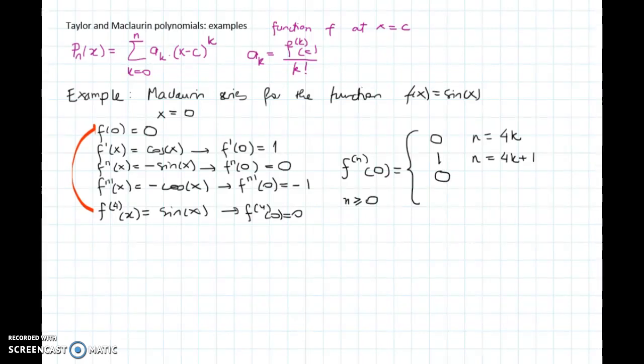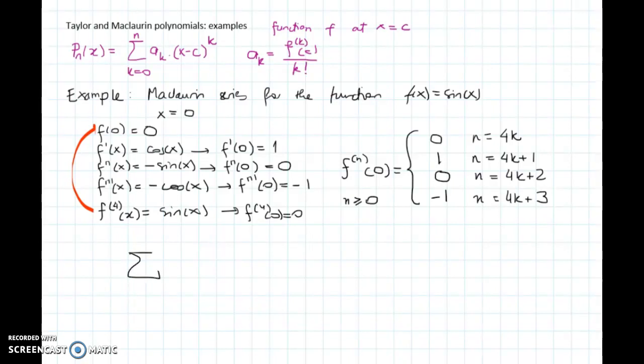Next comes 0 again. This is for the values 4 times a multiple plus 2. We could say that for the even numbers it is 0, but I want to respect this cycle of 4. And for the last one, we get negative 1 when we consider n to be a multiple of 4 plus 3.